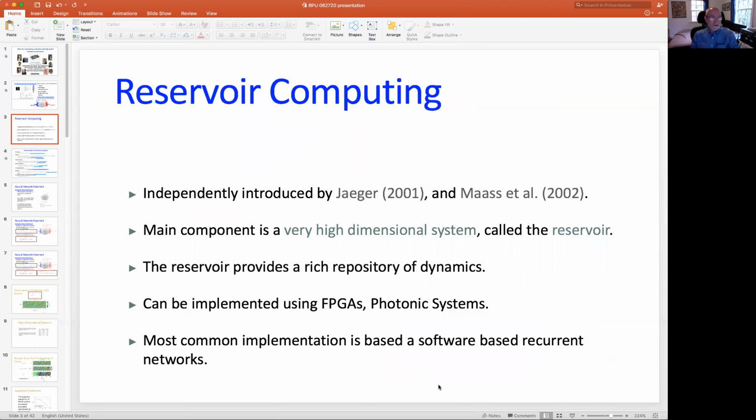So reservoir computing as a machine learning tool was independently introduced by Jaeger and Maass. And the main component, again, is this high-dimensional reservoir. So think thousands of nodes in a loopy graph. The reservoir provides an ability to have a wide variety of dynamics that it can exhibit. And in addition to being able to have software models, such as our group uses Python models or MATLAB models, these reservoirs can also be implemented in real physical systems. Some groups have done it in photonic systems or electronics, and we're using arrays of logic gates, field programmable gate arrays, to also implement the reservoir computer.